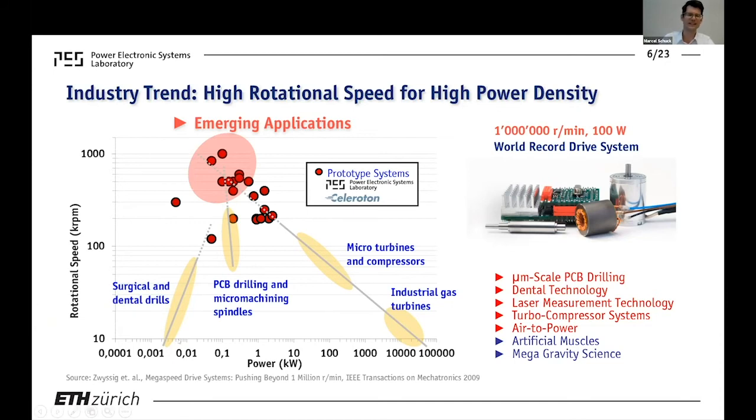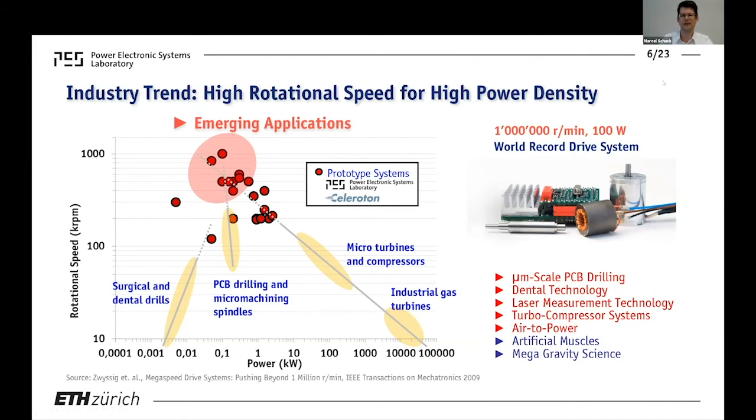I've brought to you here a short overview of power on the x-axis and rotational speed on the y-axis, and you can see mainly 3 areas pointing towards the tip of the triangle in this area. On the one hand, if I want to drill very small holes for surgical or dental applications, I need very high rotational speeds required by the application. Then for PCB drilling at a little bit of a higher power level, the same thing. And then from this area, we have applications in industrial gas turbines, microturbines, and compressors. We, for example, worked on a project about cabin pressurization for the Solar Impulse airplane, where weight was a major concern.